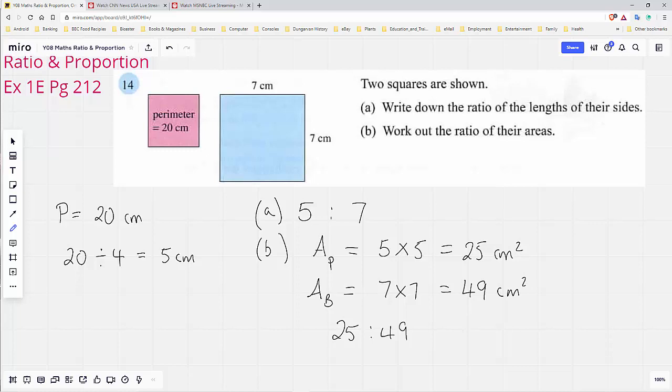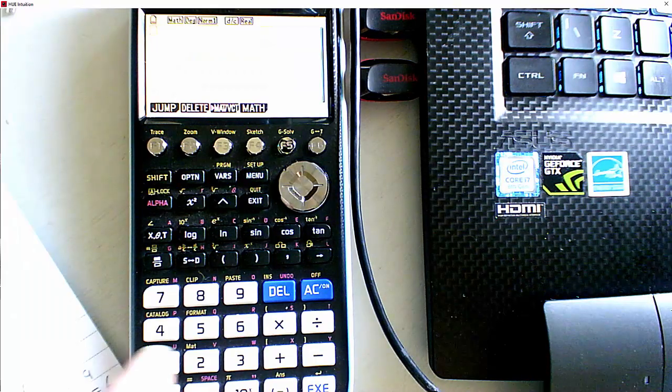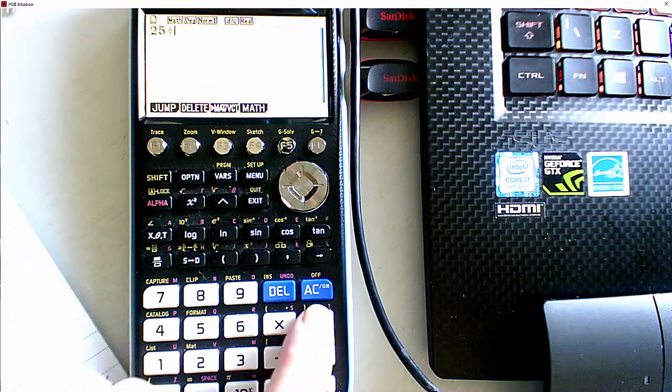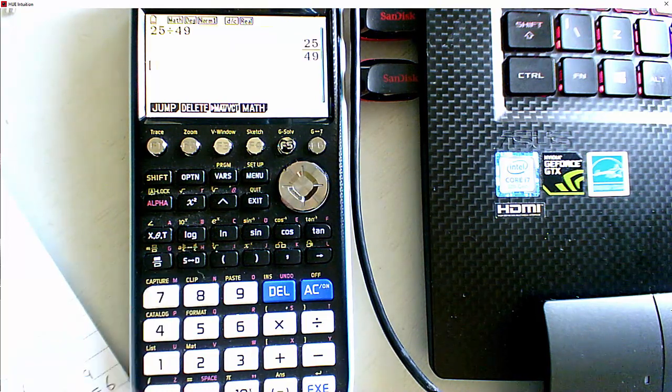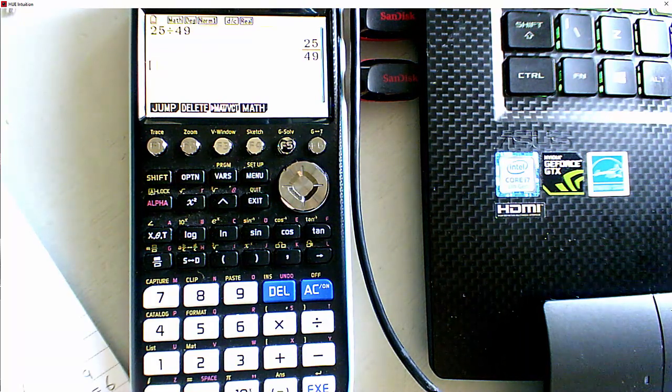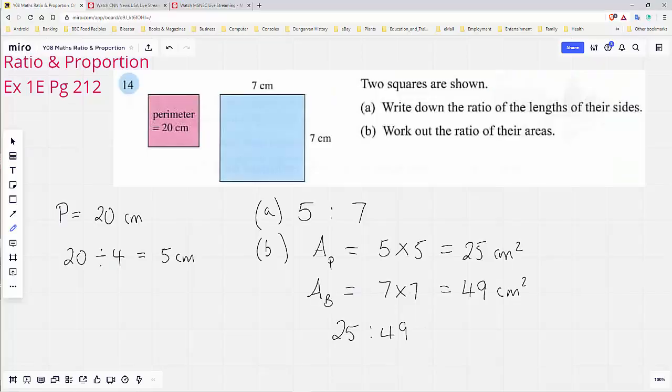So the question is, can we simplify this by cancelling down? Well, the answer is no, and we can double check that by using our calculator. Let's put 25 into the calculator and divide it by 49, and we'll get the answer 0.5102, etc. If we convert that to a fraction, S to D, we'll get 25 over 49. And it's basically the simplest we can make it. We can't cancel down any further. That fraction can also be interpreted as a ratio 25 to 49. So this really is our final answer, 25 to 49.